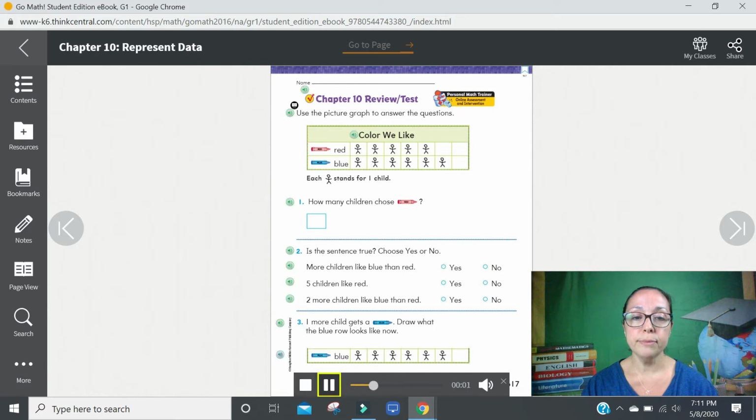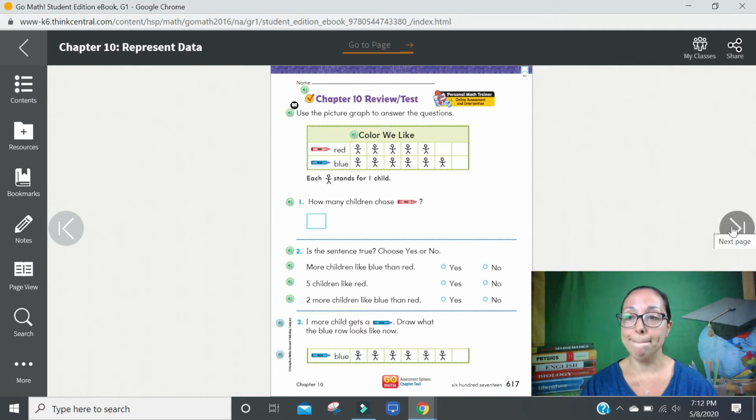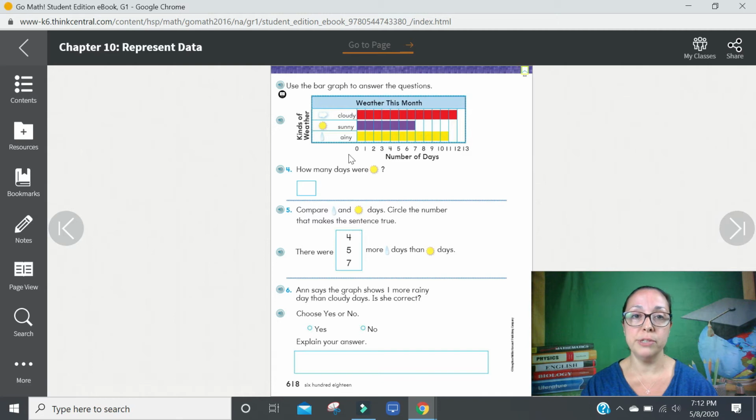3. One more child gets a blue crayon. Draw what the blue row looks like now. Okay, so si un niño más escoge un crayón azul, ¿qué vas a dibujar aquí para enseñar cómo va a aparecer esa hilera? So what are you going to draw in that box? All right, let's move on to the next page, la próxima página.